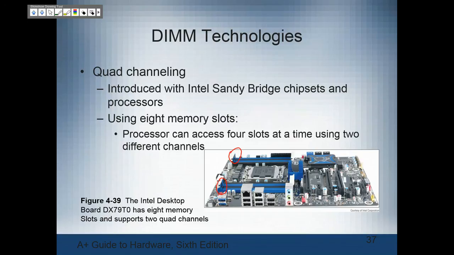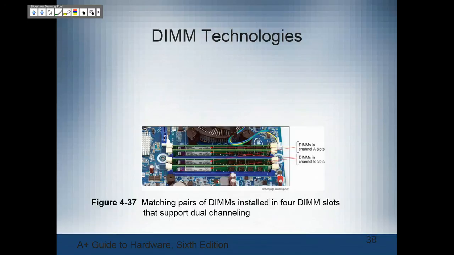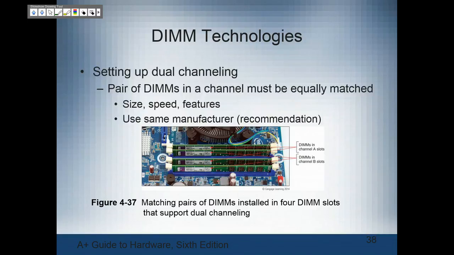In the triple, let's see if they got the triple, yeah. Now this is the dual. Setting up dual channeling, if you have the 2 slots, actually I got this backwards because I circled it here, but the 2 blue would set up dual channeling. If you put in the dual channel and then you put in a third DIMM, it would disable the dual channeling. So you have to have the memory slots filled with even numbers, basically, of DIMMs.